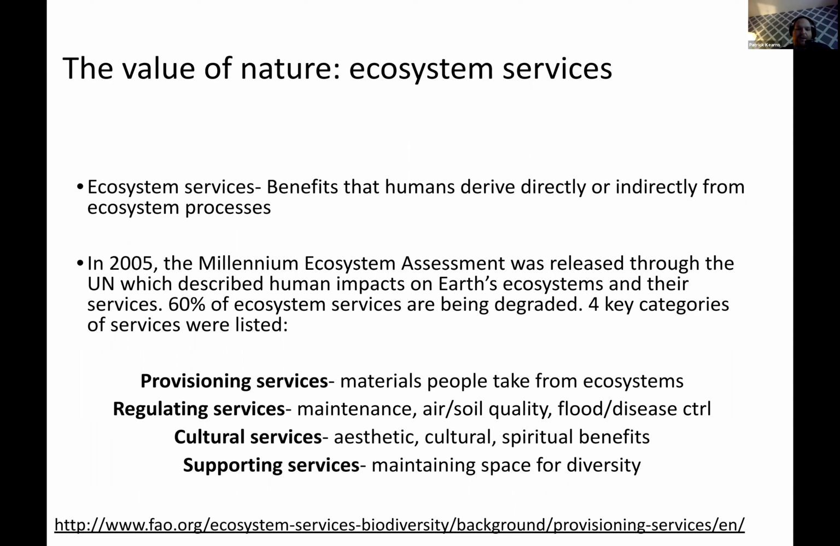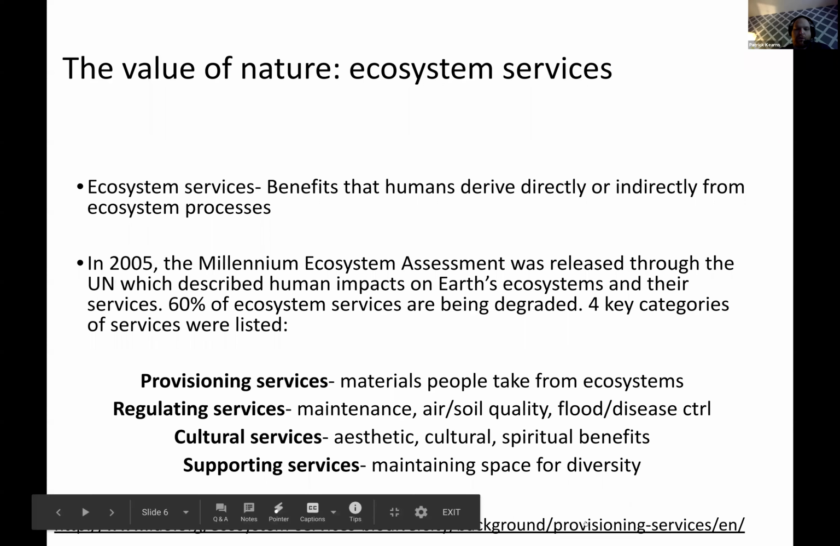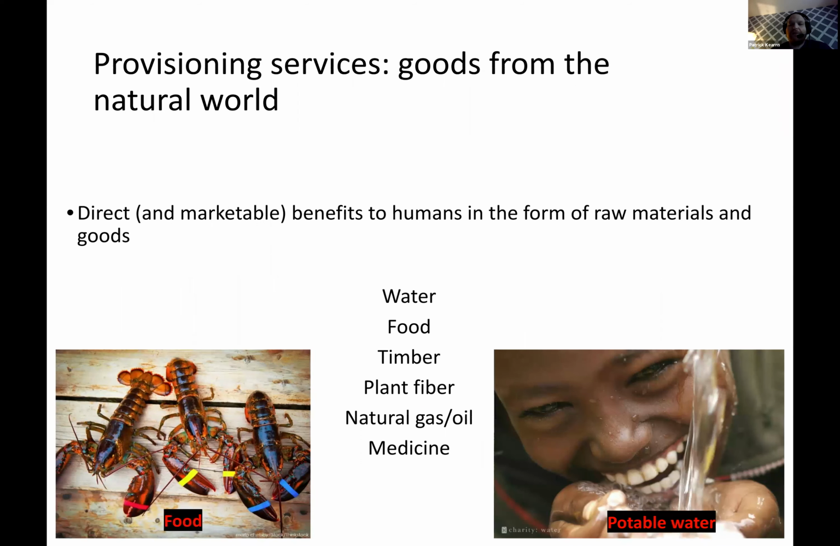If you want to take a peek at their report, it's going to be down here at the bottom. We're going to walk through all these different types of services and examples of them as well, so don't fret, you don't have to read stuff from the UN if you don't want to. We'll start off with the most obvious: the provisioning services, things we physically take from the natural world. These are direct marketable benefits to humans in the form of raw materials and goods.